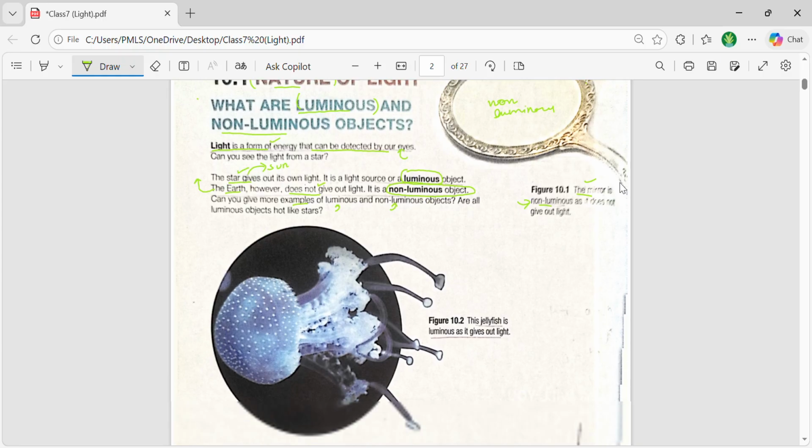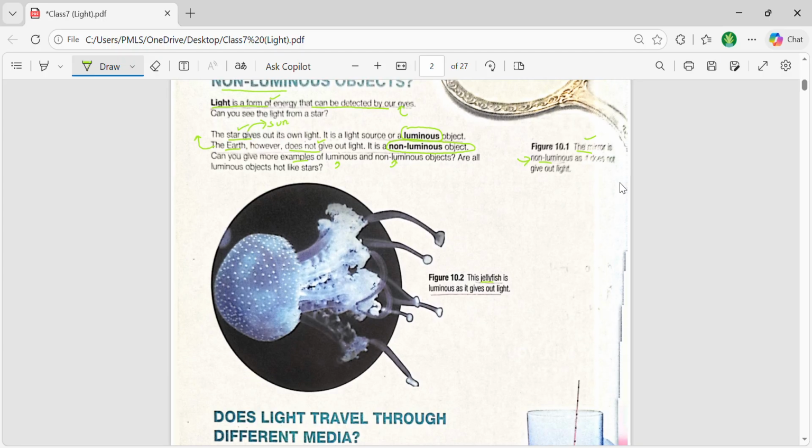And then there's another example in front of you, the jellyfish. The jellyfish produces its own light. Just because it is producing its own light, the light can be dim, but it's bright, and its source is not from another luminous source. It's not reflecting that light, it's producing its own light. Then we can say the jellyfish is also a luminous object.